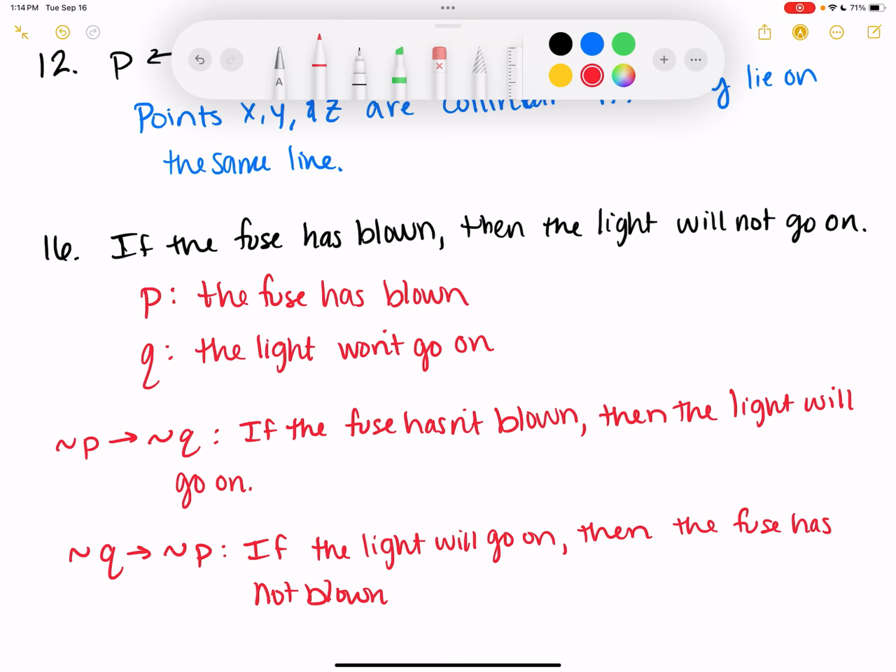All right, so looking, yes, is that squiggle supposed to be an N? No, it means not.